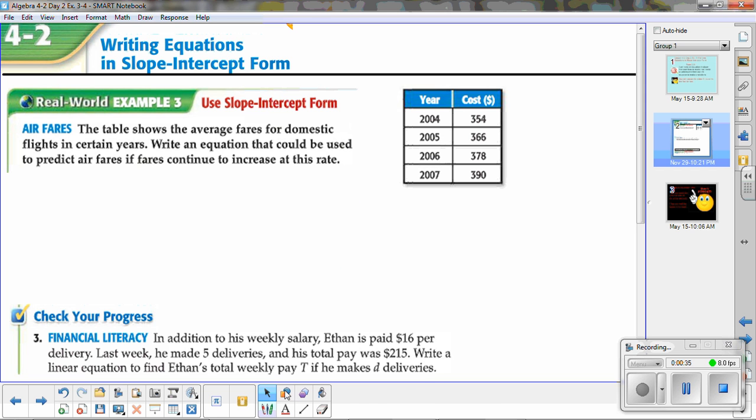We're going to go ahead and let x equal the years since 2000. So this would actually be 2004. That would be when x is 4. This would be when x is 5, 6, and 7. Since x is the number of years since 2000.